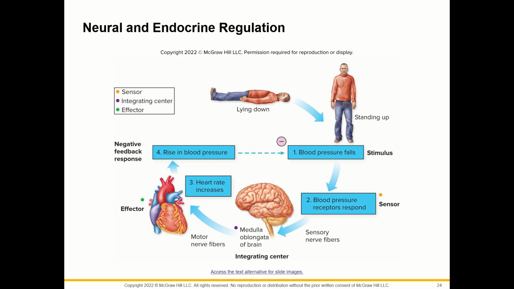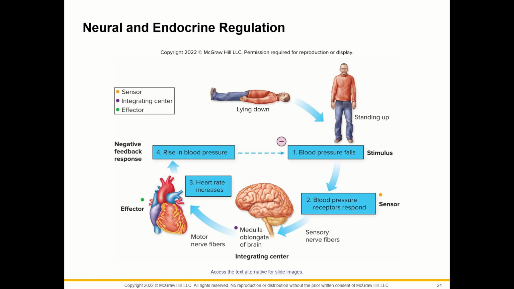Blood pressure influences the activity of sensory neurons from the blood pressure receptors, which are your sensors. So here we see the stimulus, number 1, as the blood pressure falls, and the sensors in number 2, the blood pressure receptors, respond. A rise in pressure increases the firing rate, and a fall in pressure decreases the firing rate of nerve impulses. In this case, the blood pressure has fallen, and so it has decreased the nerve impulses.